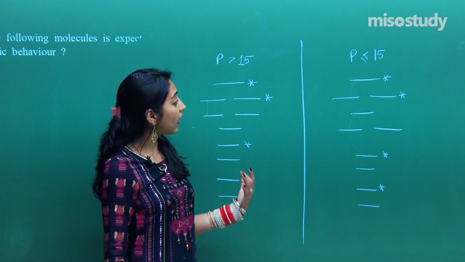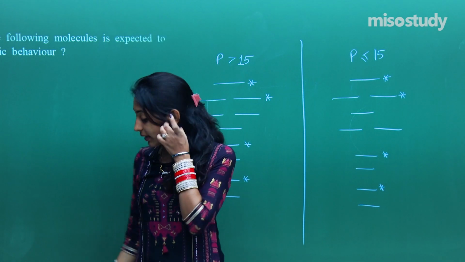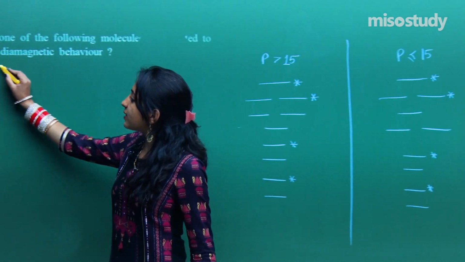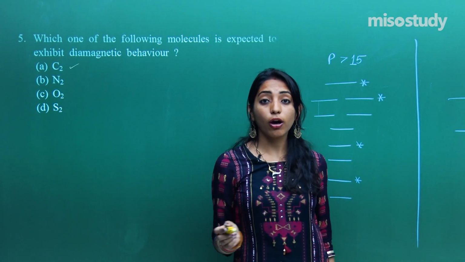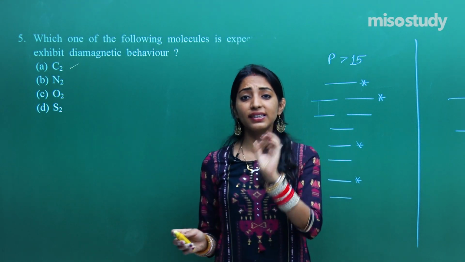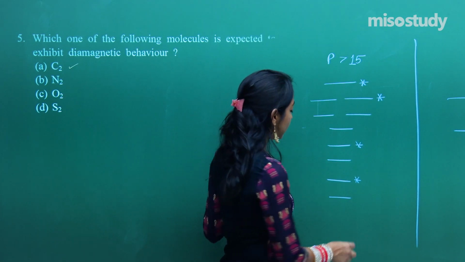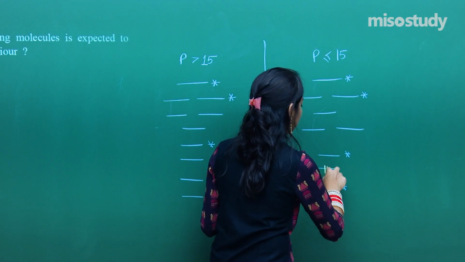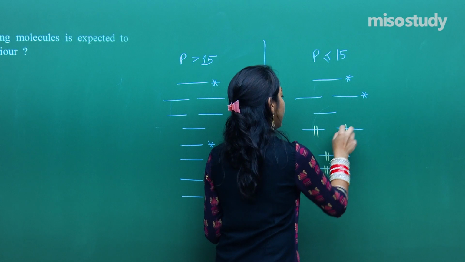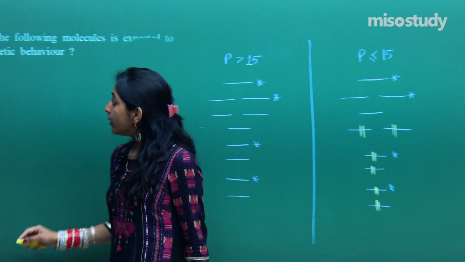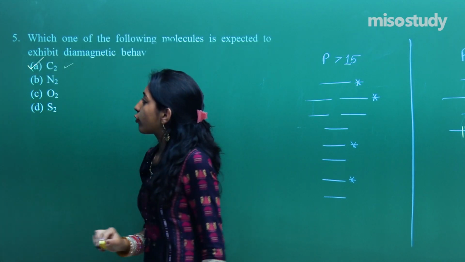Right? Let's start filling the electrons, then we'll be able to figure out the correct answer. So first is carbon. Carbon has a total of 6 into 2, 12 electrons. So, less than 15, no? 1, 2, 3, 4, 5, 6, 7, 8, 9, 10, 11, 12. So yes, C2 is diamagnetic. Fine. So yes, A will be the correct option.